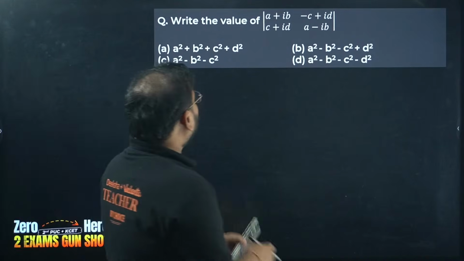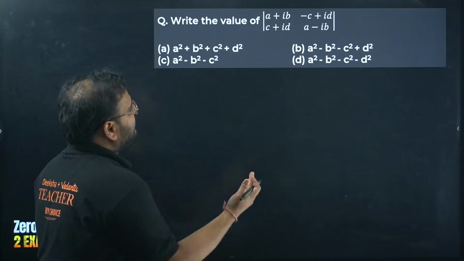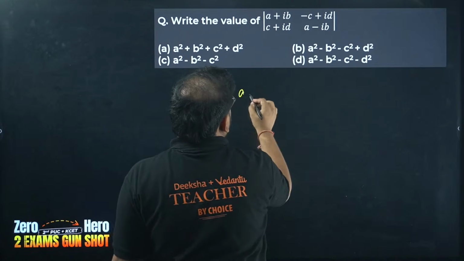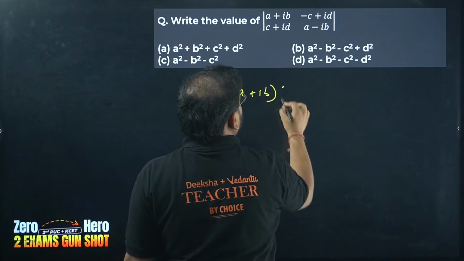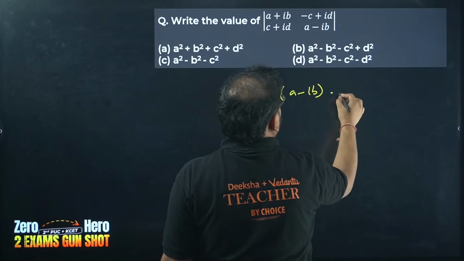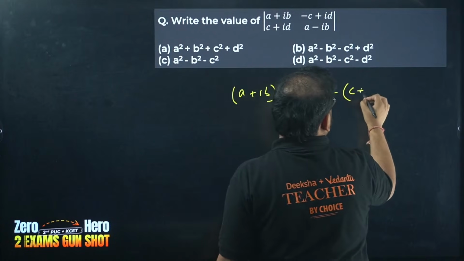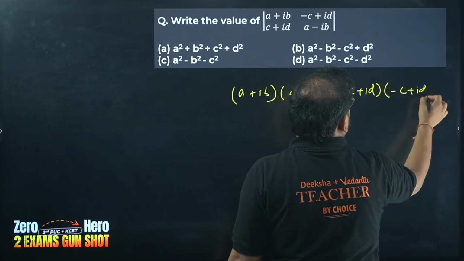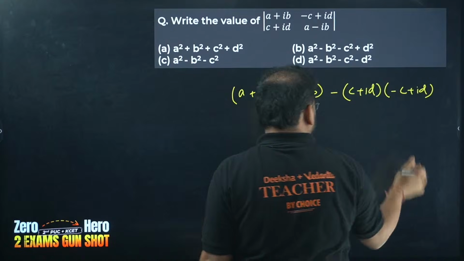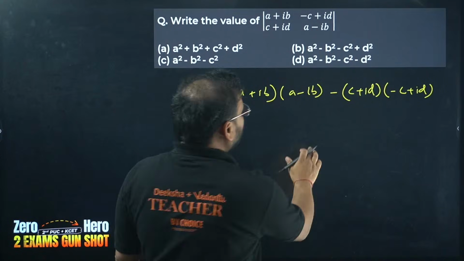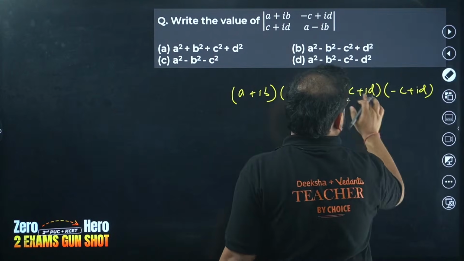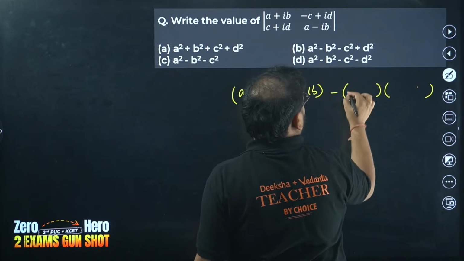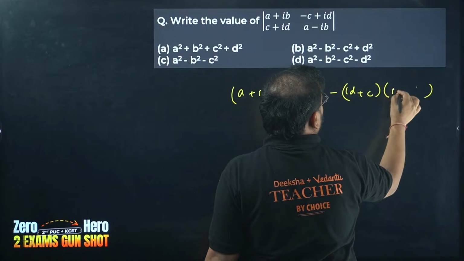Write the value of this particular determinant, again P by Q. Let's solve this. How to solve it? Same approach. A plus ib, a minus ib, minus sign will come over here. Or why don't I write like this? It'll make my life easier. We have id plus c and id minus c.